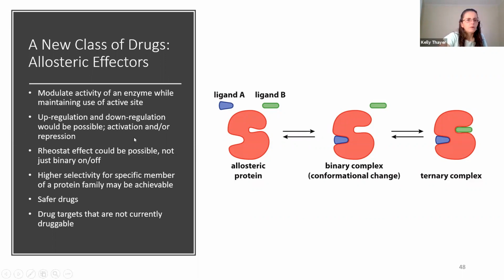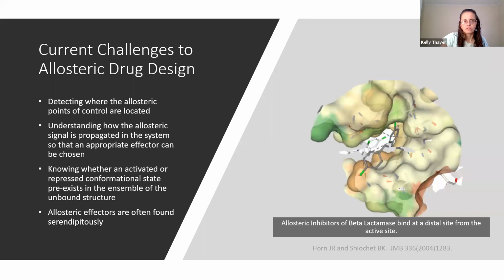Upregulation and downregulation would be possible, and activation and or repression. We could get a rheostat effect, not just binding on and off, so that if we were to bind in the active site, we may have only one option, either it's blocked or it's not, whereas this may be able to adjust it more in a range, so that you could have more effects. You could have higher selectivity for a specific protein family. These are generally considered to be safe for drugs because they may not be so strong that everything is always just one way. And drug targets that are not currently druggable may be druggable by allosteric effectors.